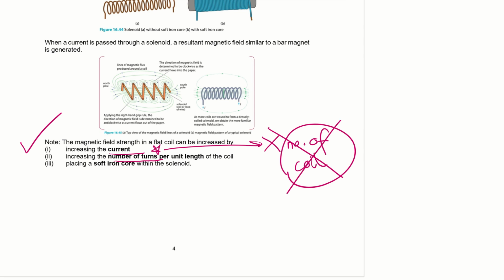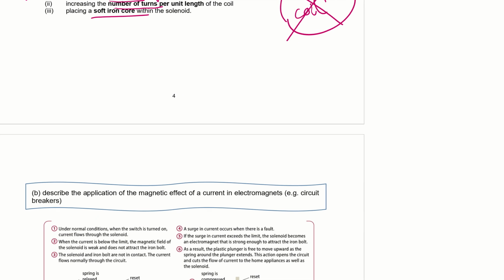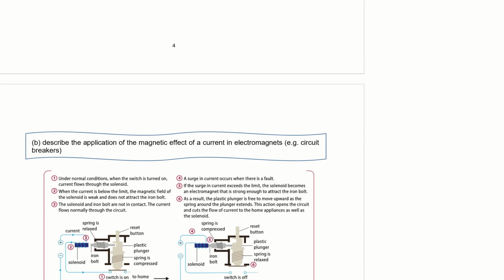This is important. The magnetic field strength in a flat coil or in a coil of wire can be increased by increasing the current, and increasing the number of turns. Important: it's wrong to say the number of coils. It's the number of turns. And by placing a soft iron core, because the soft iron core is a soft magnetic material, the purpose is to concentrate the magnetic field lines.